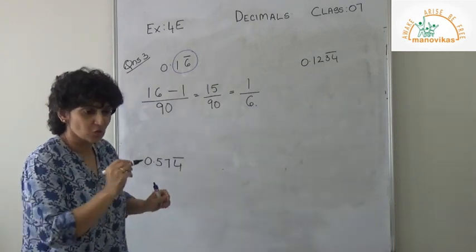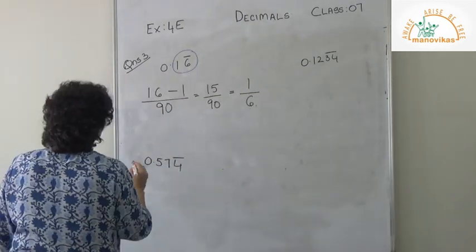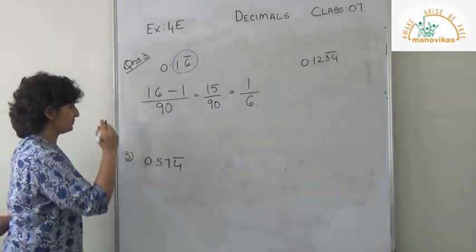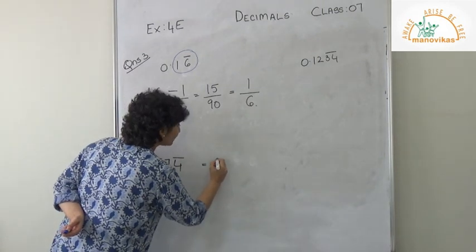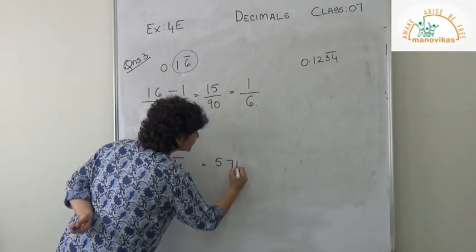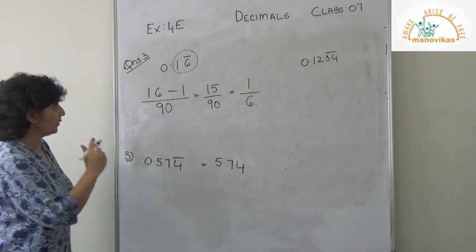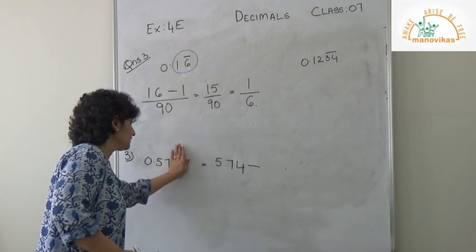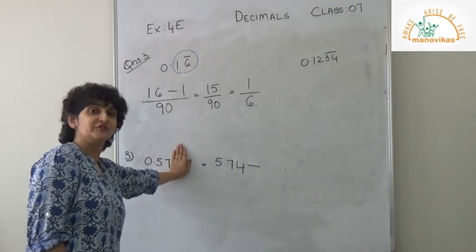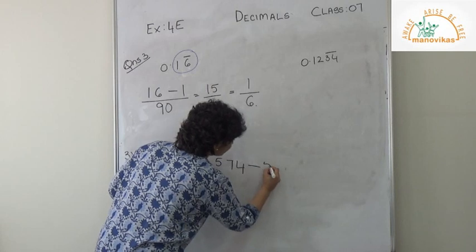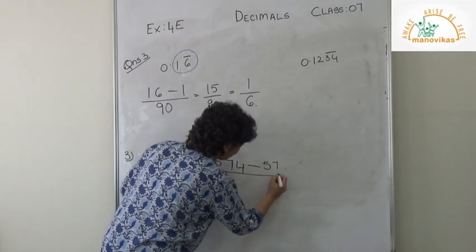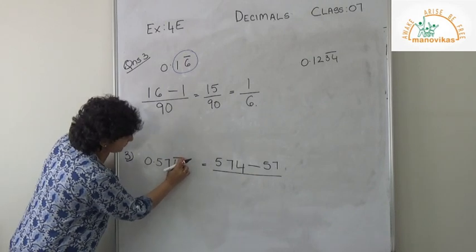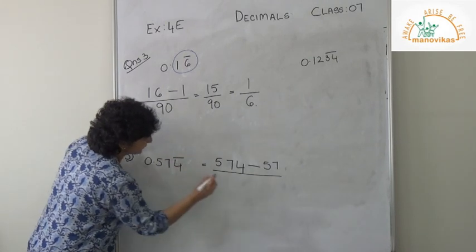The next one. This is also from your textbook. This is the third one. First, what do we do? We take the whole number. So, what do I get? 5, 574. Now, minus, when you minus, I told you, cover the bar. What is remaining? 57. So, let's put 57 upon, I told you, 900. Why 9? Because I have a bar here. So 900.